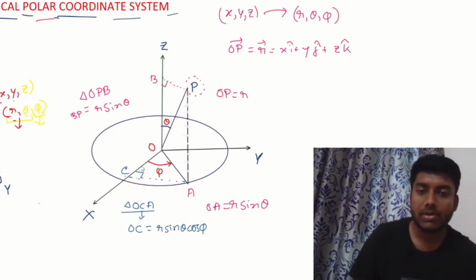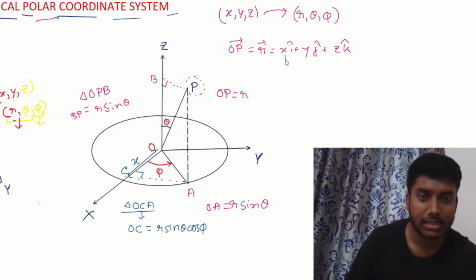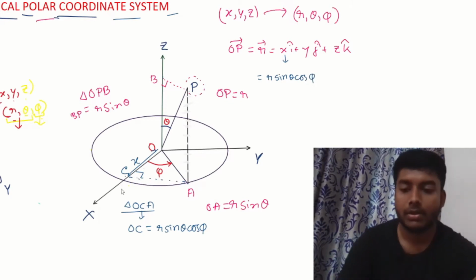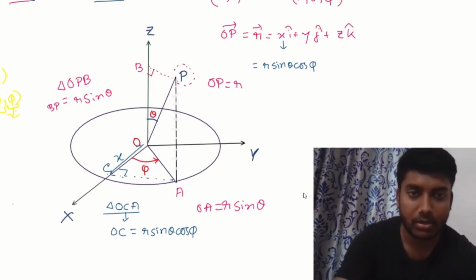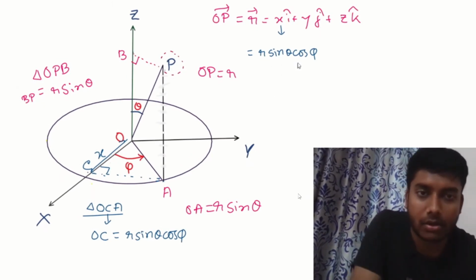Now OC is nothing but the X coordinate. That means this X can be replaced with R sin theta cos phi, right? I am just zooming it for your better convenience. Now R sin theta cos phi.